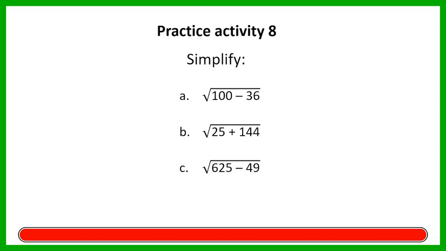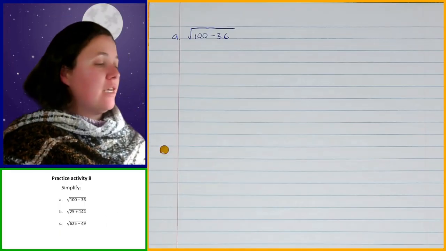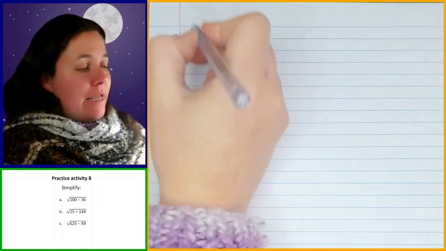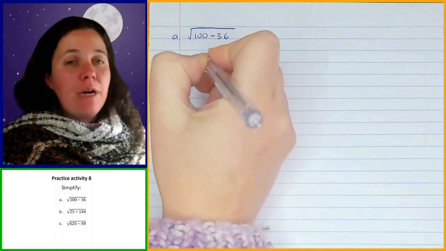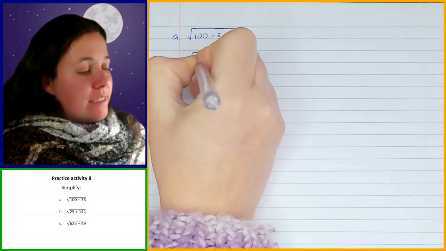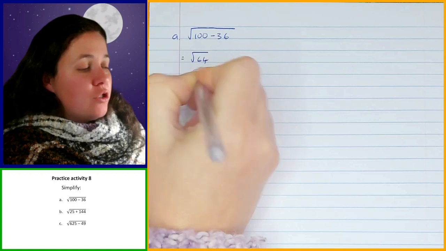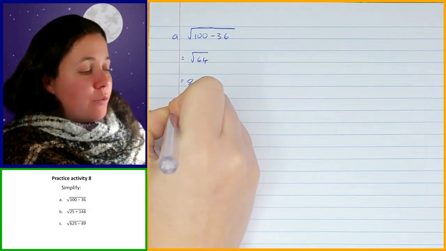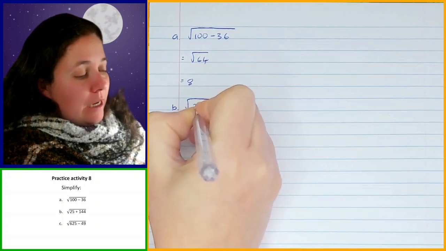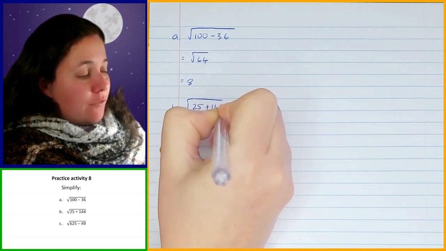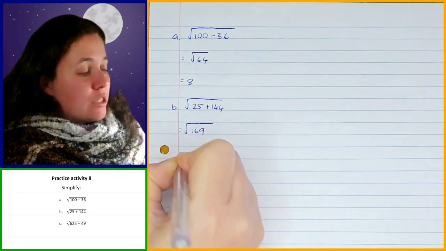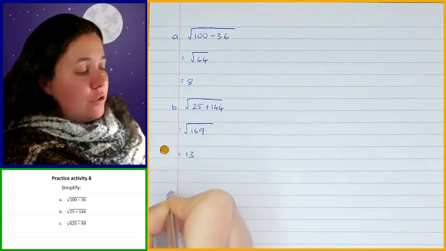Okay, you should be done with that, so let's go through those questions. For question A, you had the square root of 100 minus 36. You first simplify the 100 minus 36, and that gives you 64. So the square root of 64 is equal to 8. Then question B, you had the square root of 25 plus 144, that simplifies to 169, and the square root of 169 is 13.